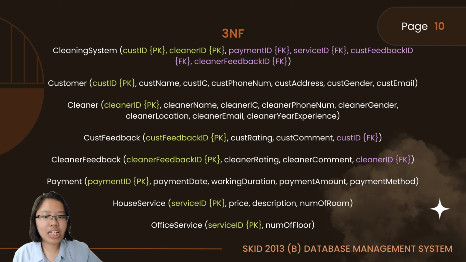Then, we set the service ID as the primary key for the house service and office service. We remove the price, description, and number of rooms from the cleaning system to a new relation named house service. Then, we remove the number of floors from the cleaning system to a new relation named office service. Lastly, for the cleaning system, we retain the primary key of cash ID and cleaner ID and set payment ID, service ID, cash feedback ID, and cleaner feedback ID as its foreign keys to link with the other relations.